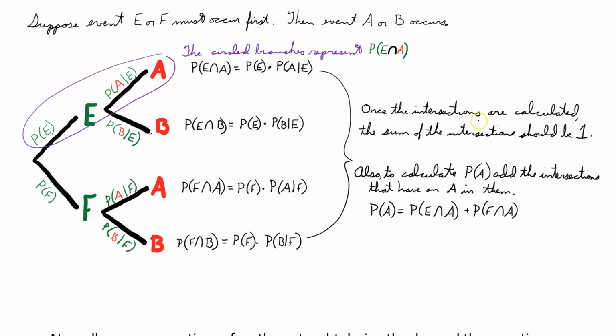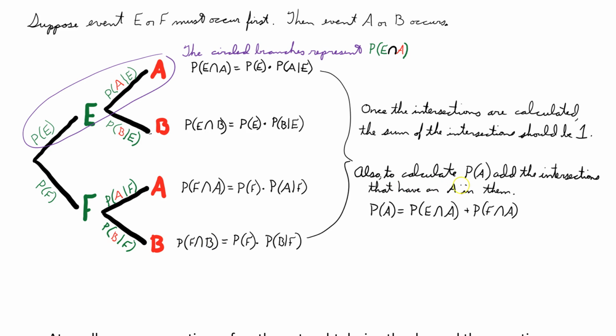So once the intersections are calculated, you should notice that the sum of all the intersections should be 1. So if we add E intersect A with E intersect B, with F intersect A, and F intersect B, all of those probabilities add to 1.